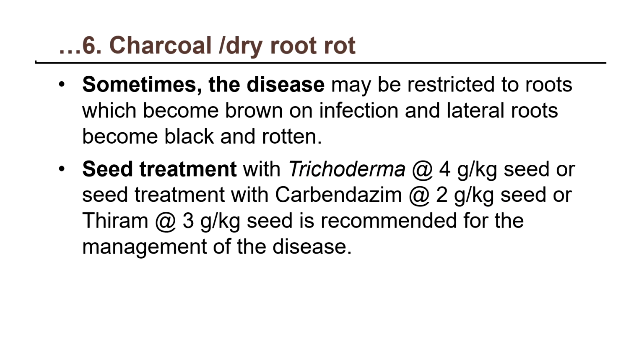Sometimes the disease may be restricted to roots, which become brown, and on infection lateral roots become black and rotten. Seed treatment can be done with Trichoderma viride at the rate of 4 gram per kg seed, or seed treatment can also be done with carbendazim at the rate of 2 gram per kg seed, or thiram at the rate of 3 gram per kg of seed recommended for the management of this disease.